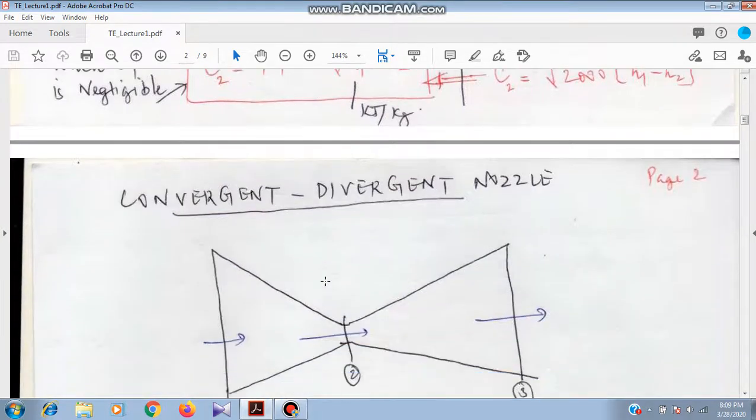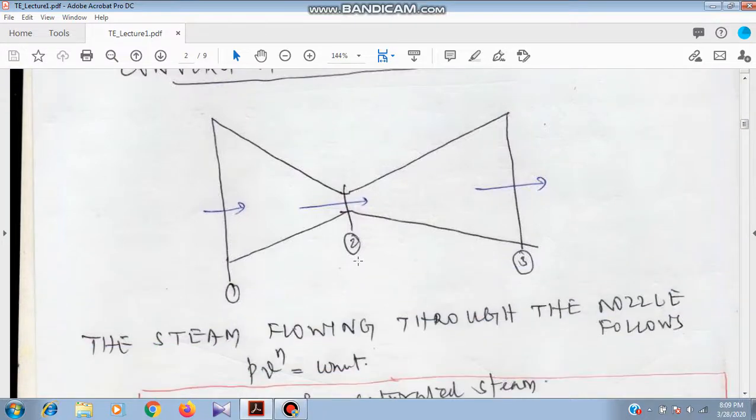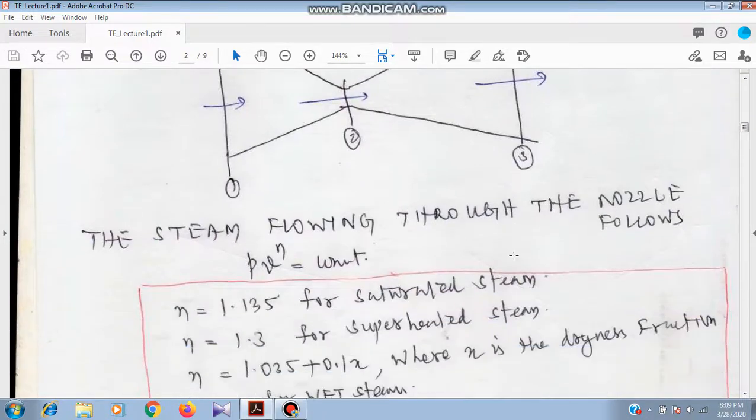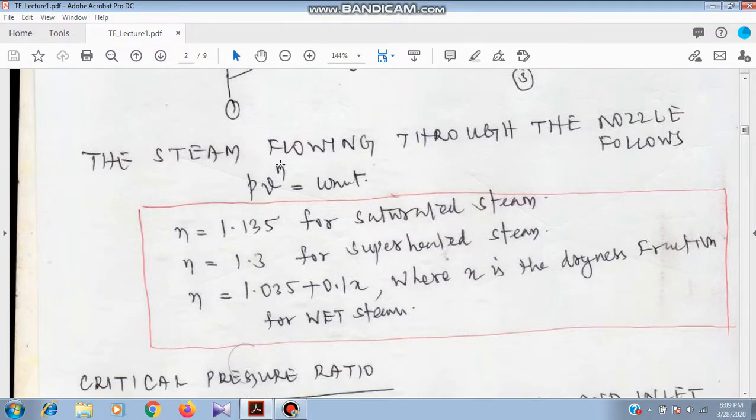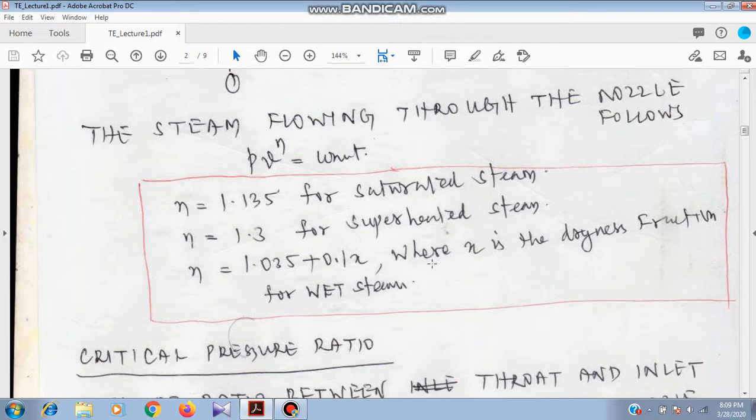Now we shall consider a convergent divergent nozzle. 1 is inlet, 2 is throat, 3 is exit. The general expression for the expansion through the nozzle is PV raised to n is a constant, where n is the index of expansion. The value of n depends on the quality of incoming steam to the nozzle, and the incoming steam can be superheated steam, dry saturated steam, or wet steam. n is 1.3 for superheated steam, n is 1.135 for saturated steam. And for wet steam, n depends on the value of x, where x is the dryness fraction. n is 1.035 plus 0.1x.